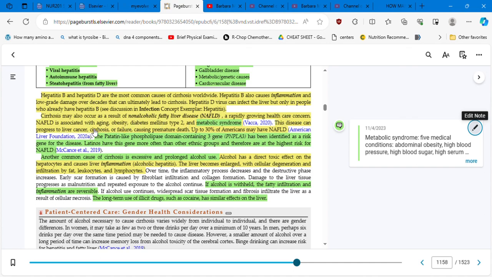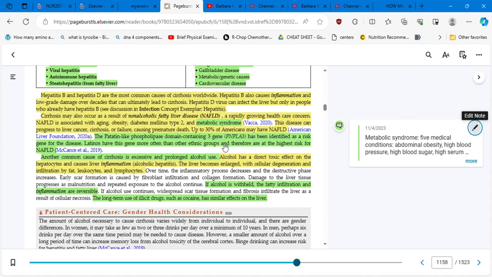NAFLD is associated with aging, obesity, diabetes mellitus type 2, and metabolic syndrome, which I already explained to you. It's called non-alcoholic fatty liver disease. This disease can progress to liver cancer, cirrhosis, or failure, causing premature death. Up to 30% of Americans may have NAFLD.